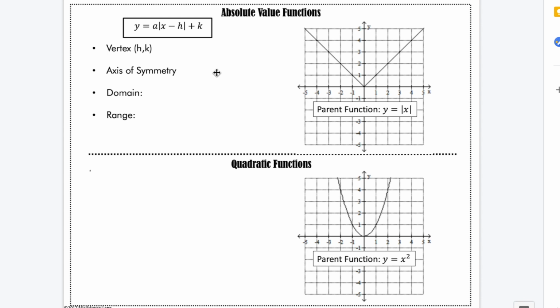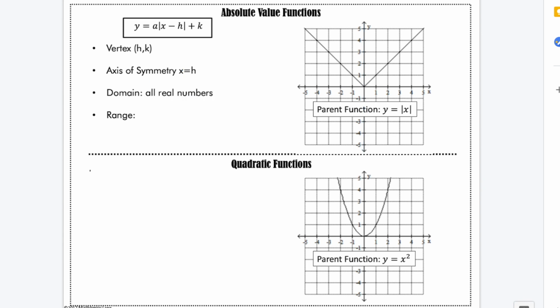The vertex is either the highest point or the lowest point on our absolute value function. So for the parent function, the vertex is just at the origin, 0, 0. The axis of symmetry is the line x equals h. It's the line that you could fold the function over or fold it in half and it'd be symmetrical on both sides. You can also think of this as the vertical line that's coming out of the vertex. For the parent function, that would be the line x equals 0 or the y-axis.